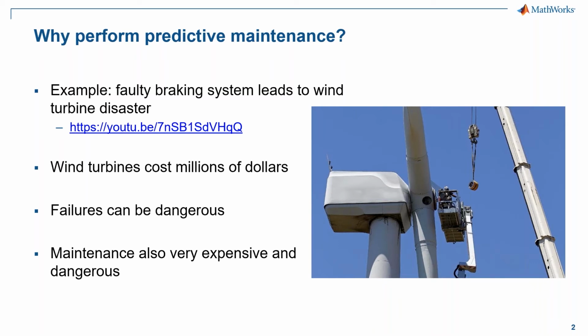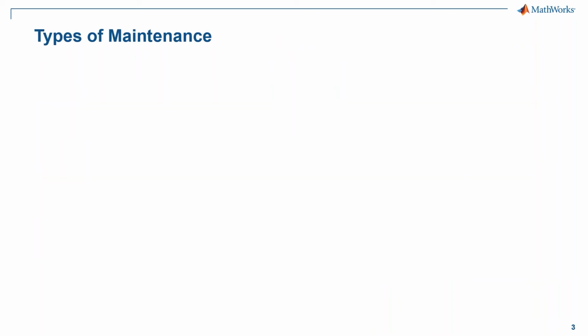Okay, so why do we want to perform predictive maintenance? Well, we want to minimize the cost and the risk associated with both of these things, both the operation as well as the maintenance of these sorts of systems. Now it doesn't have to be something big like this or have some sort of catastrophic failure to benefit from doing this sort of work.